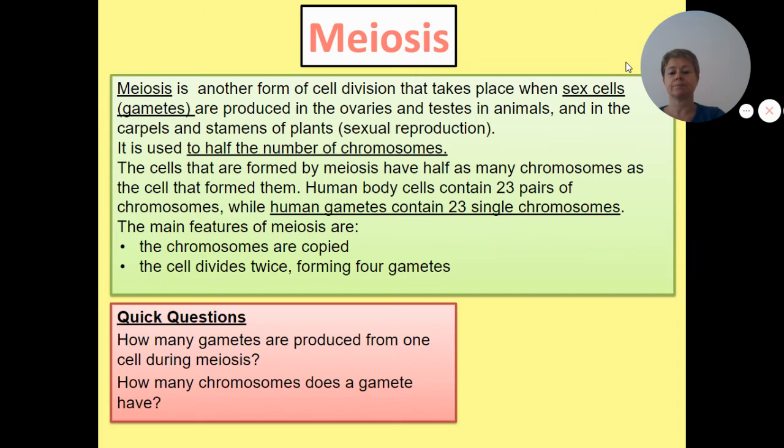Okay. So quick questions to check you can answer. How many gametes are produced from one cell during meiosis, and how many chromosomes does a gamete have? So you could pause the slide now and take some notes down on meiosis, or if you answer the quick questions but in full sentences, that would double up as your notes.